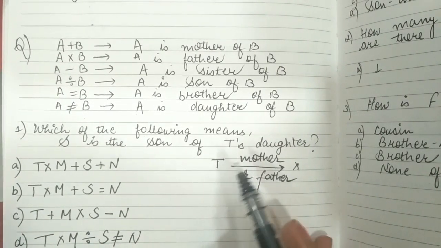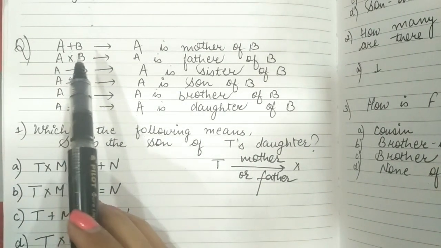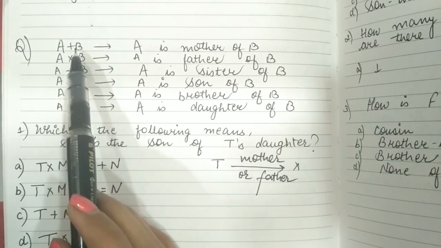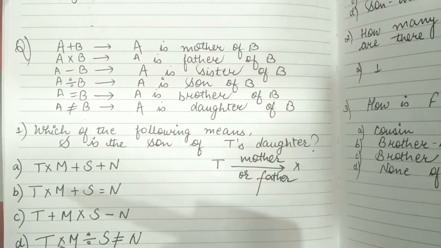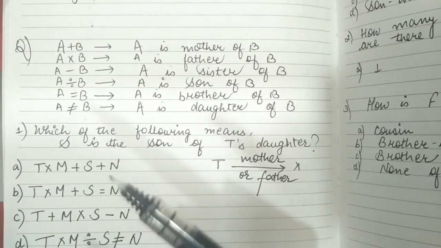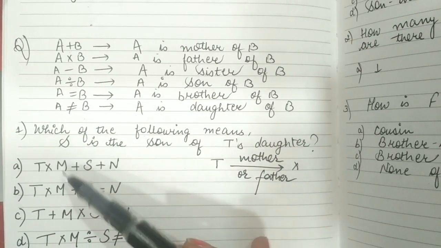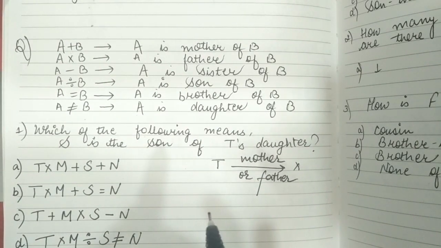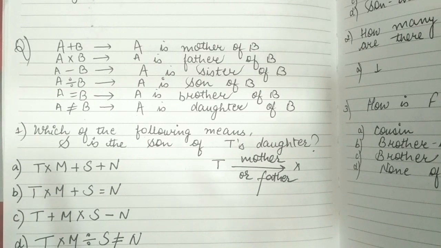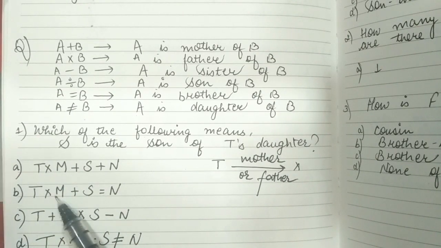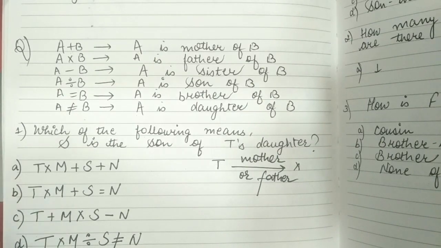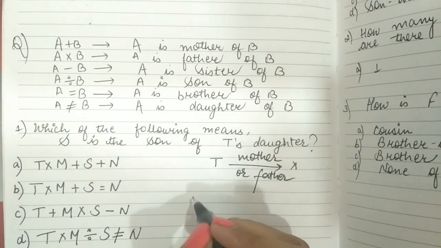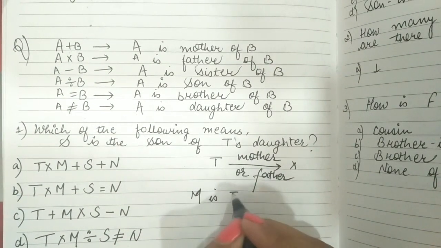Look at the option mother or father. For the mother or father, we are using the symbol of plus and multiply. So select from the option where the symbols plus and multiply are used with T. In all the four options, we can see that either there is plus or equal or multiply, and after plus and multiply the name written is M. So it is clear that M is definitely T's daughter.